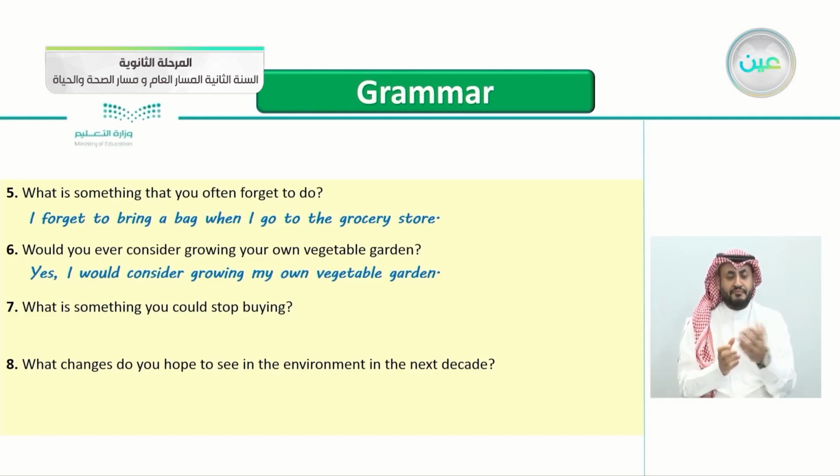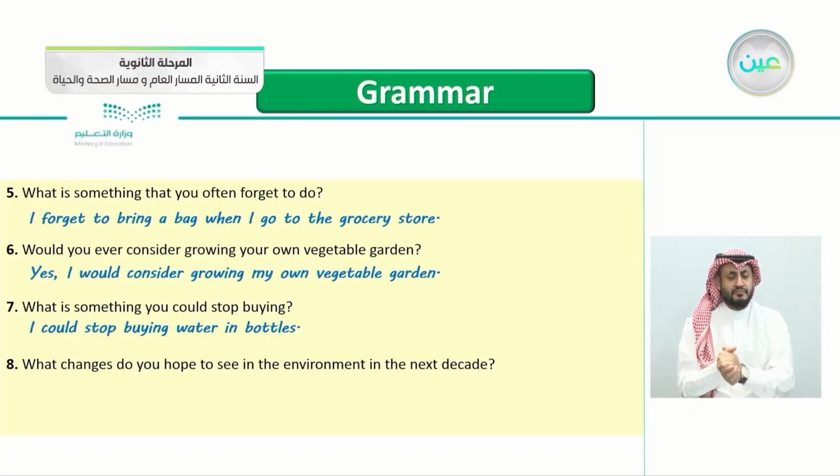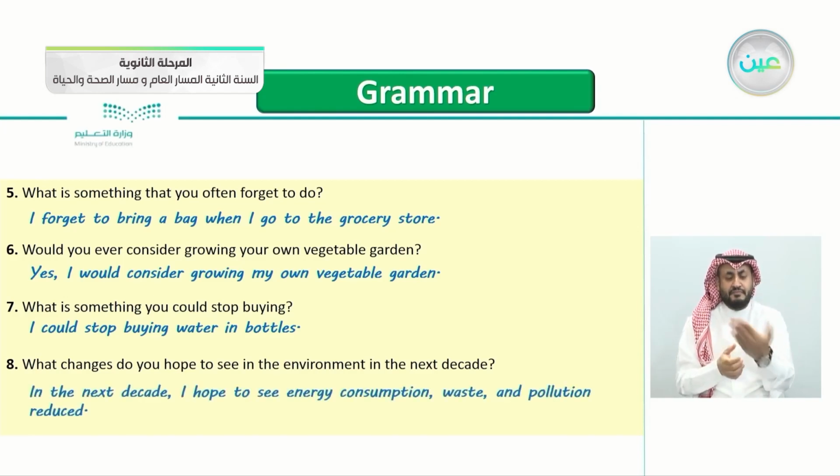What is something you could stop buying? Something that you could stop buying. Stop and a gerund. For example, I wrote, I could stop buying water in bottles. Number 8, what changes do you hope to see in the environment in the next decade? In the next 10 years, what changes do you hope to see in the environment? For example, I wrote, in the next decade, I hope to see energy consumption, waste, and pollution reduced.